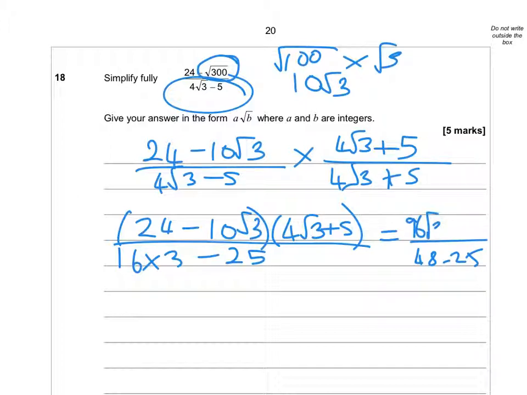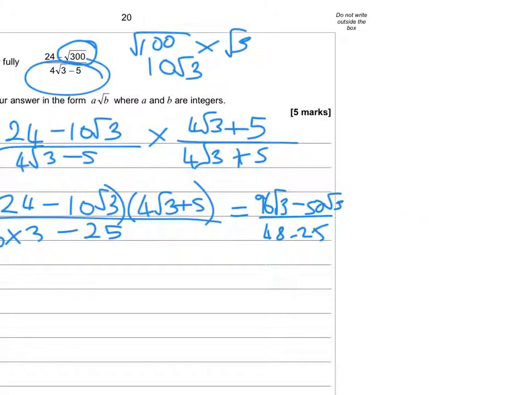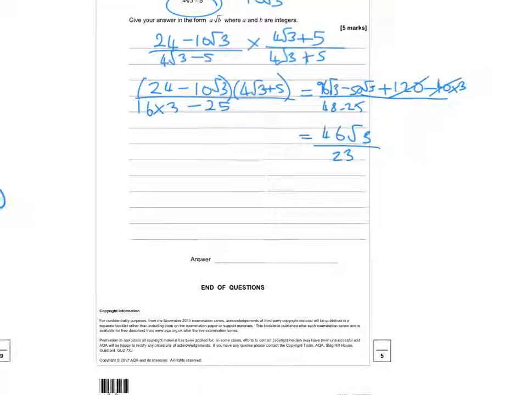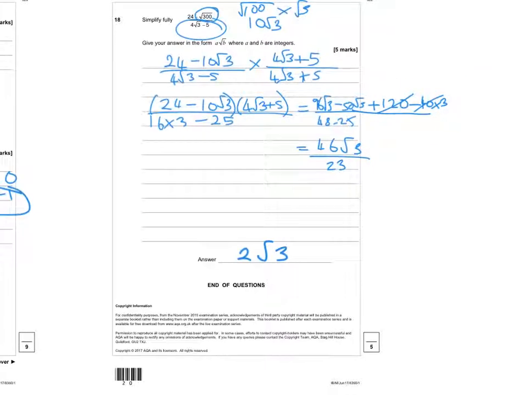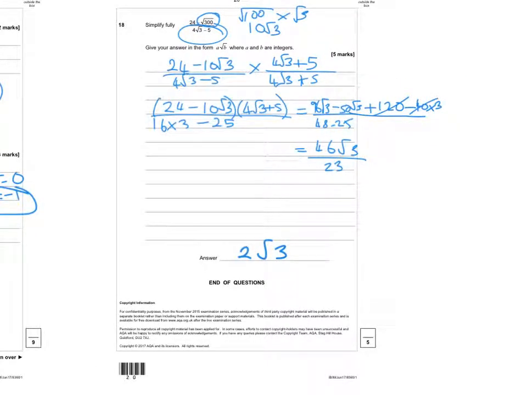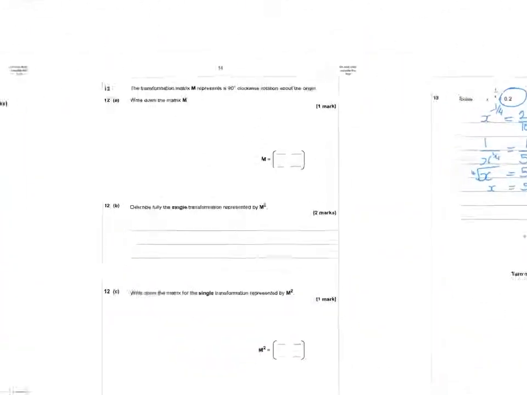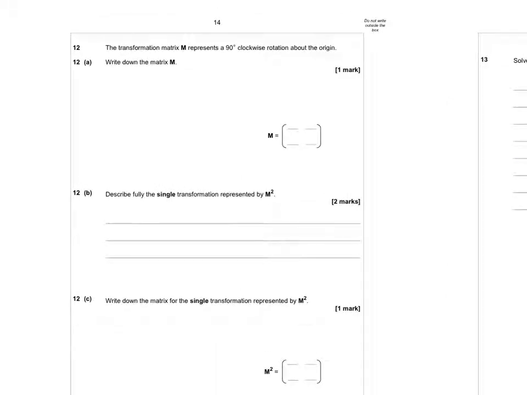96 root 3 minus 50 root 3, plus 120 minus 40 times 3. Oh, those two are going to cancel, that's convenient. So I've got 46 root 3 all over 23, which is just 2 root 3, as required. Brilliant. So that's the paper in 24 minutes, except question 12, which we're now going to look at.